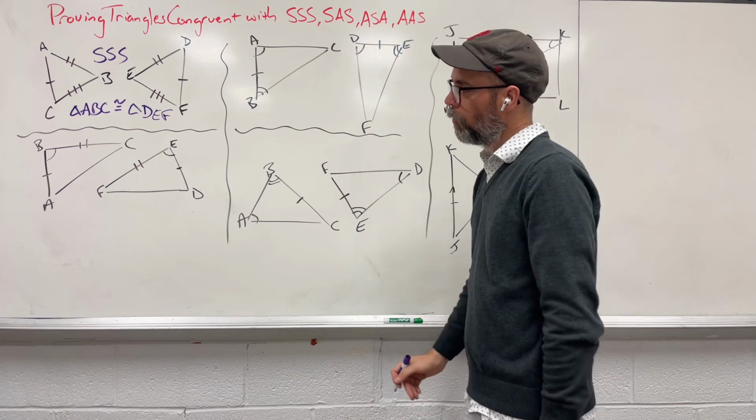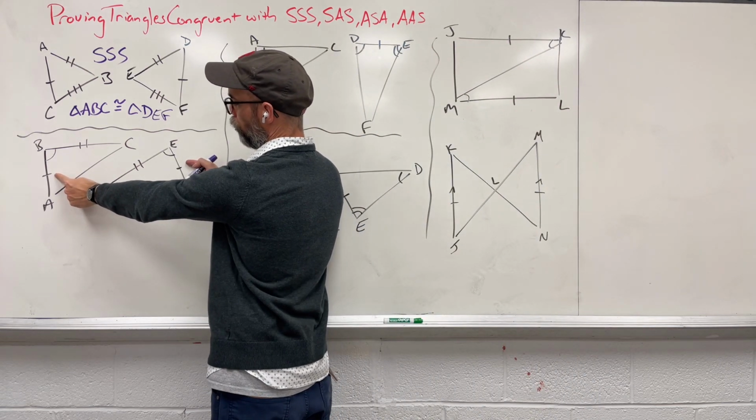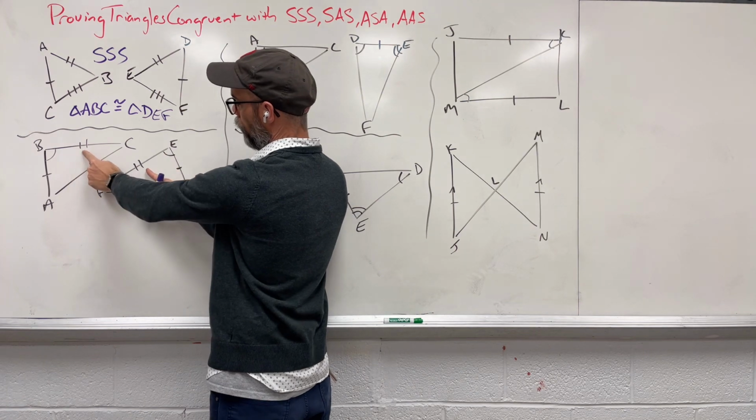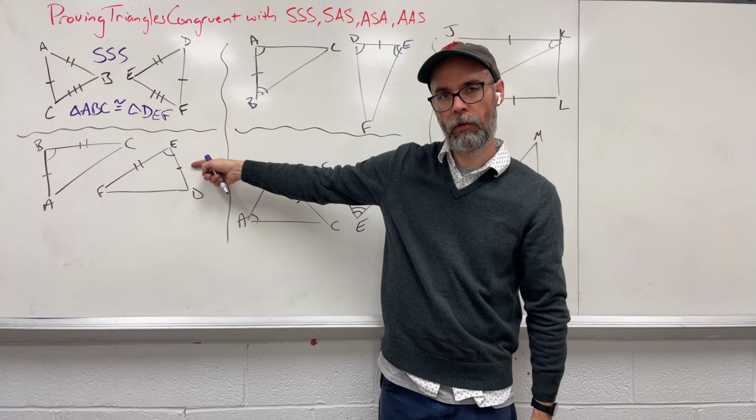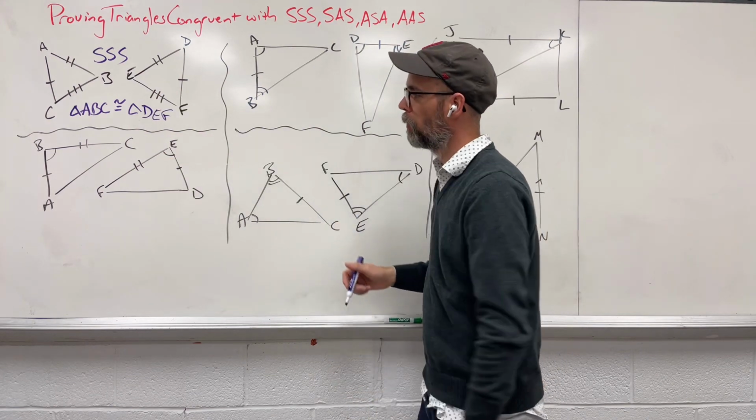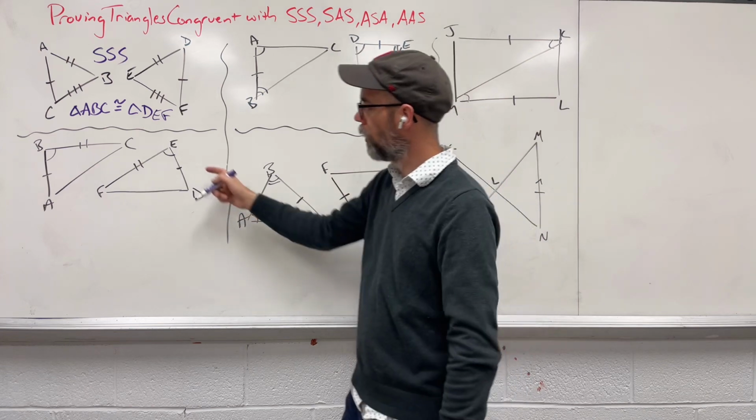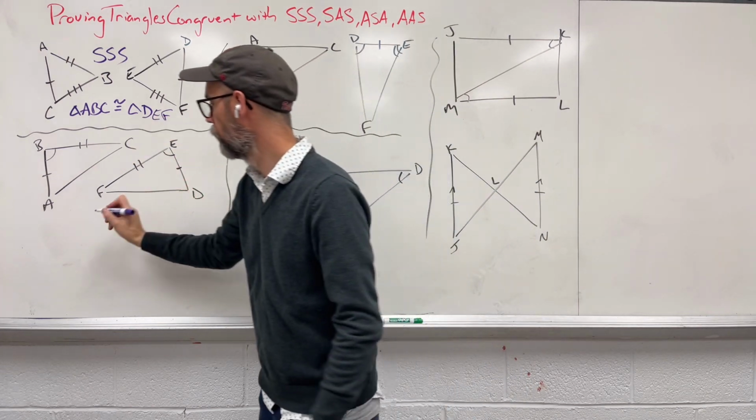Underneath it, we have two triangles. We have one tick mark, one angle, and two tick marks. So with the sides, we put the little tick mark. On the angle, we do a little arch in that spot. So these match up by side, angle, side.